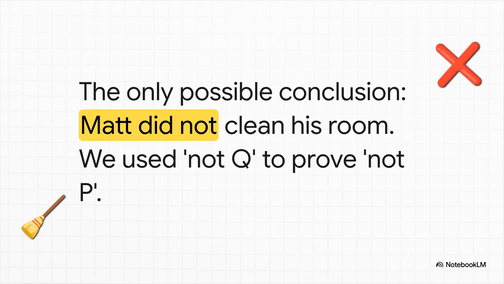The only possible logical conclusion is Matt did not clean his room. Why? Well, think about it. The rule says if he had cleaned it, he would be at the movies. But we know for a fact he's not at the movies. Therefore, the first part couldn't have happened. He didn't clean his room. That's the law of contraposition in action.